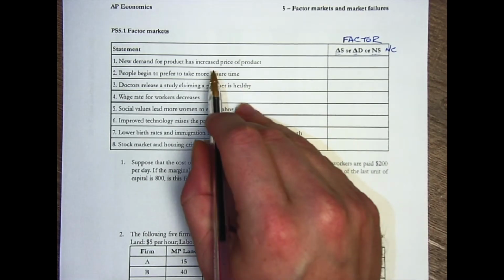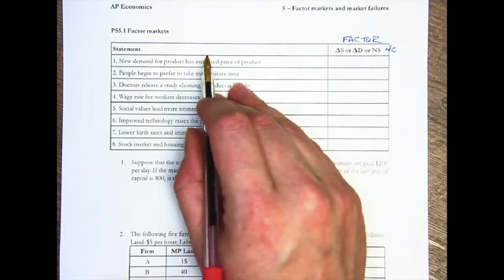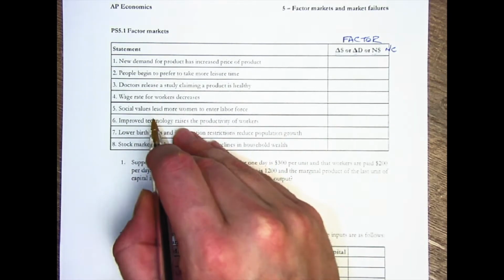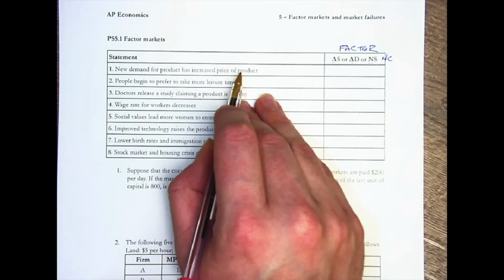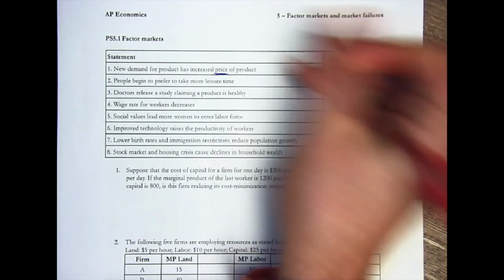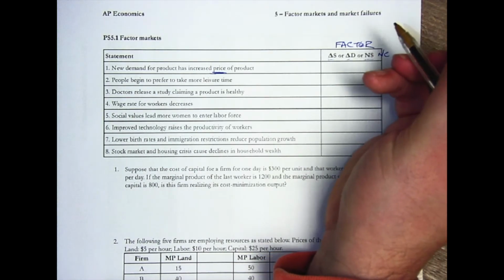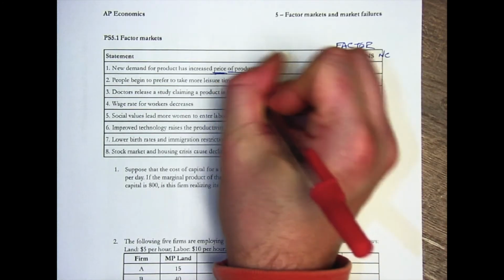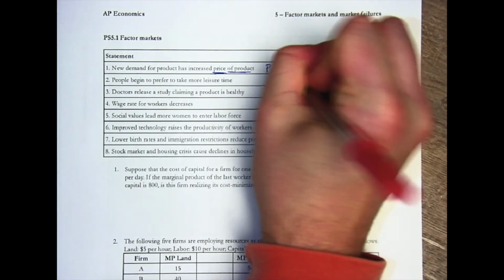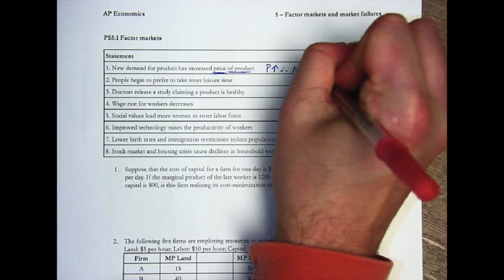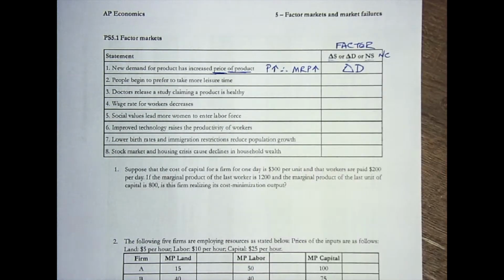So we are asking about the demand for the factor or the worker that produces it, not the actual product itself. So new demand for the product has increased the price of the product. So price is a demand shifter for factors. The price of the product, we should say, because if the price goes up, then therefore the MRP rises. So that's a change in demand.